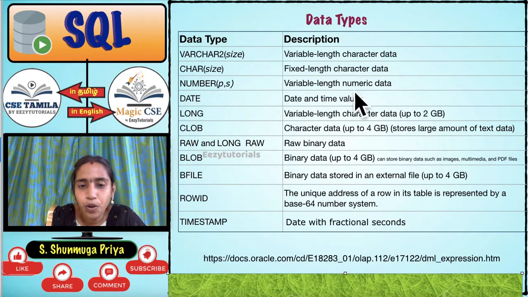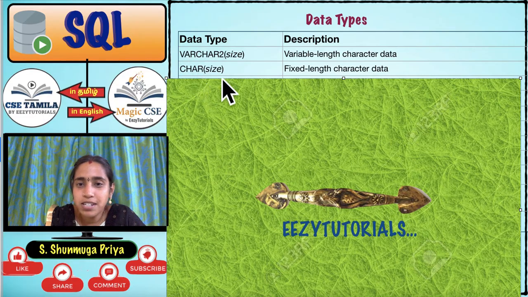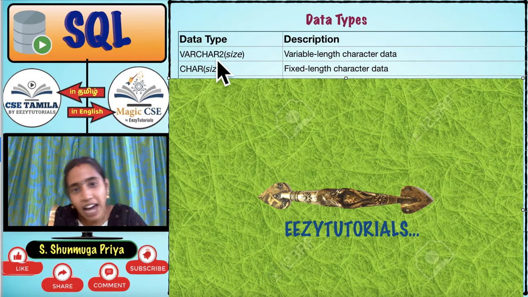So we'll be seeing each and every data type. The first one we are going to see is char. Char, in the bracket you will be giving the size. You also have varchar2. So char means the data length is fixed. If you are giving the character size as 3, it should always be 3.